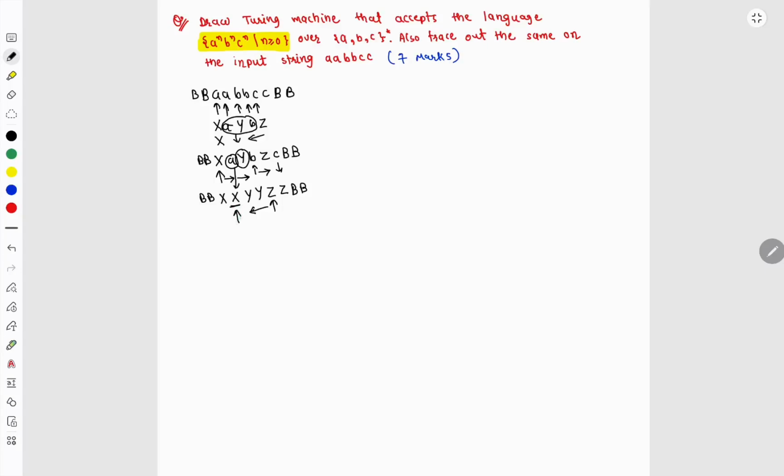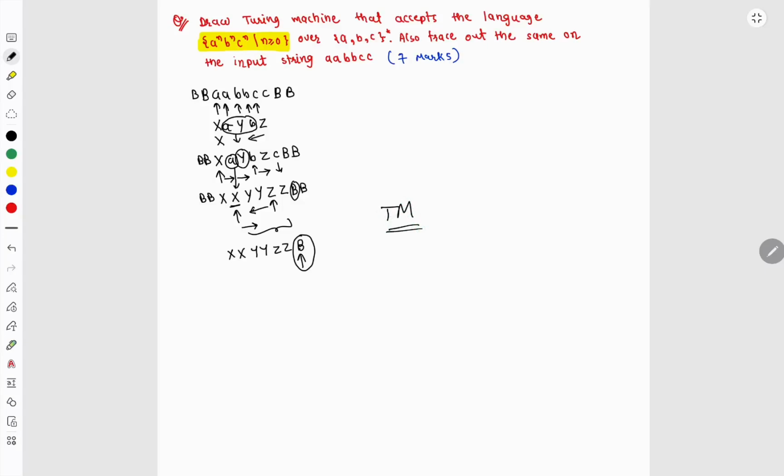Now, if we reach here, we need to move towards the right hand side. And until we get the blank space, we need to keep all the letters as they are. So capital X, X, Y, Y, Z, Z, and now the read-write head is at the blank space. Now when we get the blank space, that means our string is accepted by the Turing machine.